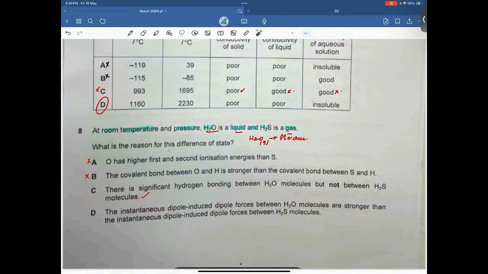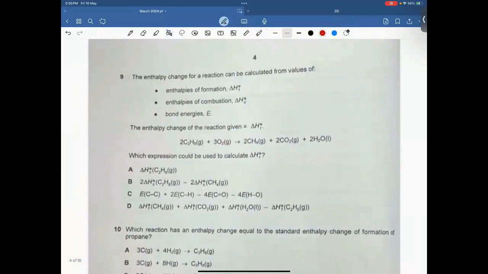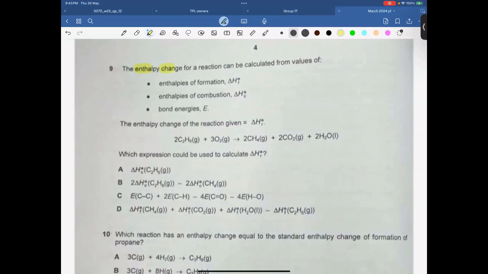All right. So ultimately, C is going to be the right answer, and D is also incorrect. Okay. Question number 9. The enthalpy change for the reaction can be calculated from values of enthalpy change of formation. That's what we have done in the class. So if delta HF value is given in the question, we can find the value of delta HR without any issue. So that's the right statement.